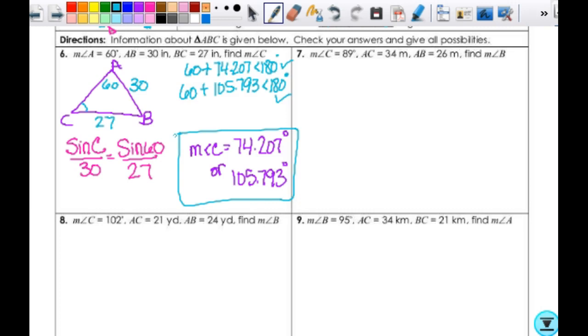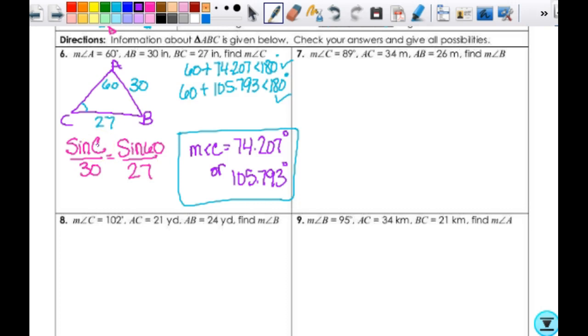All right, let's look at number 7. No, I'm quite sure you have something on your phone that'll do this. Even the built-in calculators do it. I did 30 times the sine of 60 divided by 27. That gives me the sine of C. So I took the sine inverse of that answer. Okay? Yes? Everybody okay with that?